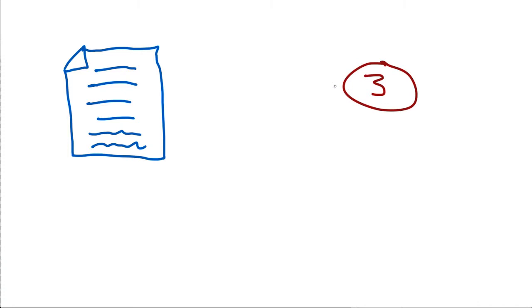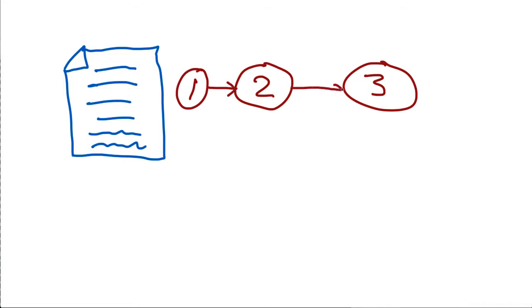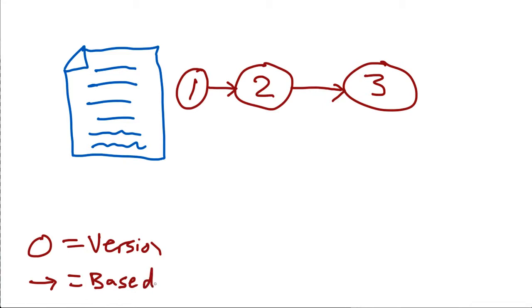If you're using a version control system though, what that does is it keeps track of all the versions of your file. So you've got version 2 and you've got version 1 as well. And you can think about the relationships between these where if we draw an arrow between two versions, that means that one is based on the other. So a circle is a version and an arrow means based on. So in this case, version 2 is based on version 1, version 3 is based on version 2.